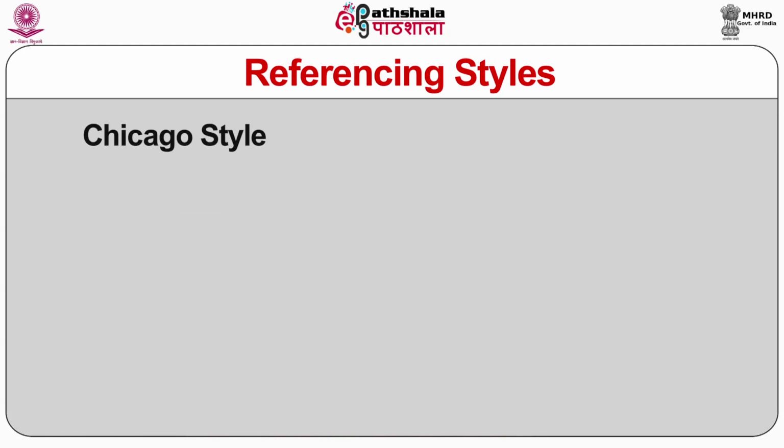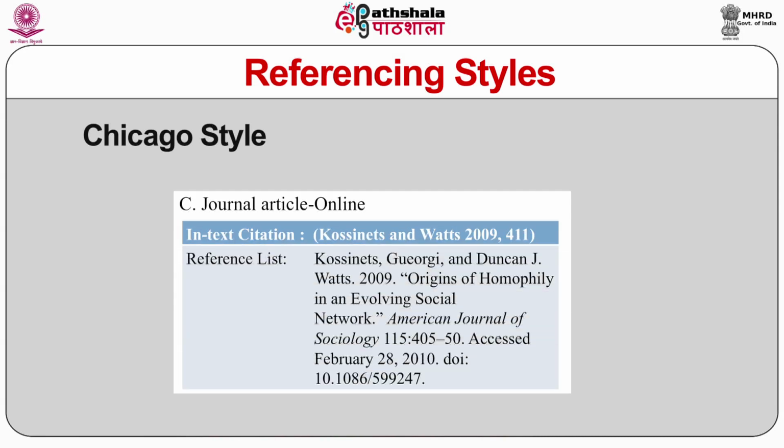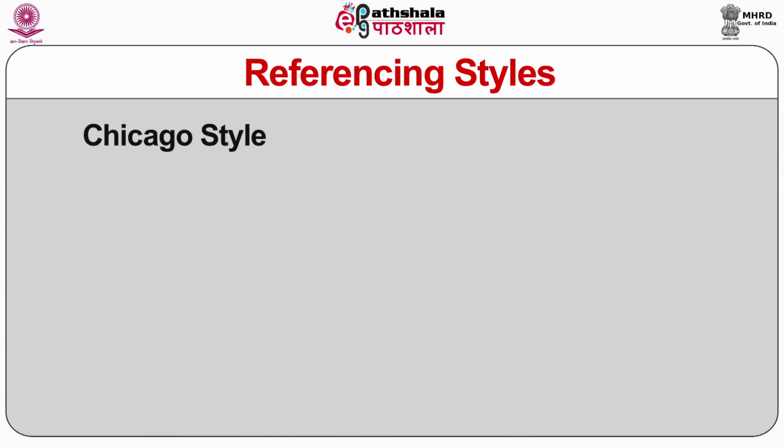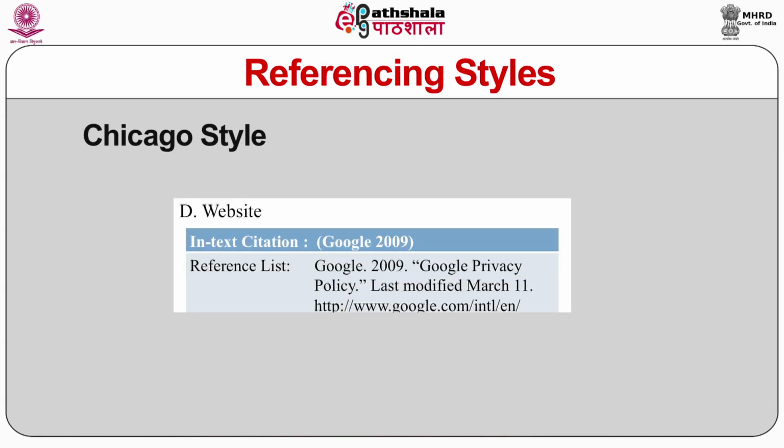In case you are referring to a journal that is online, then it will be Cosinets and Watts 2009 with the page number, and in the references the complete details of the authors, the year, the title followed by the name of the journal and the date that you have accessed this journal. In case you are referring to a website, the in-text citation will be, say, Google 2009 and in the references it will be Google 2009. If you are referring to a Google privacy policy, the title given, last modified March 11 with the complete address.